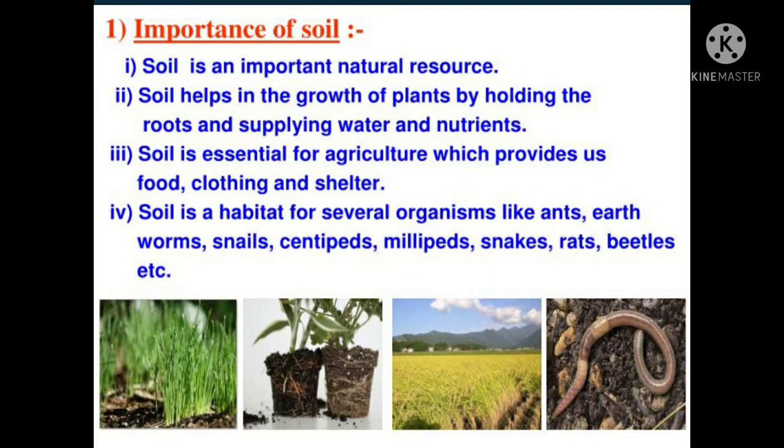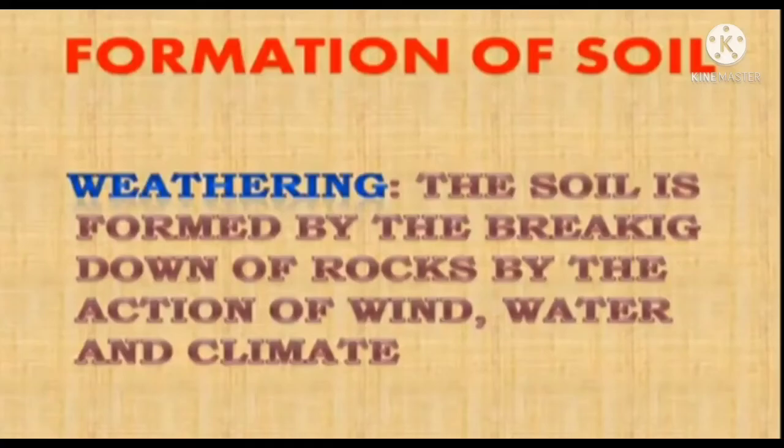Children, as you know, our chapter soil was completed. So today we can revise this chapter. We know soil is an important natural resource. It helps in the growth of plants by holding the roots and supplying water and nutrients. Soil is essential for agriculture, which provides us food, clothing, and shelter. And soil is a habitat for several organisms like ants, earthworms, snails, centipedes, millipedes, snakes, rats, beetles, etc.